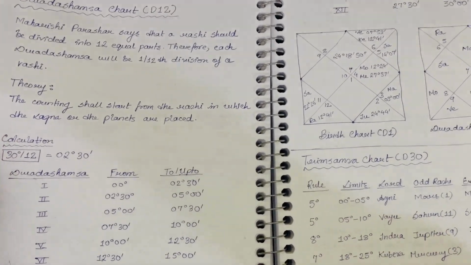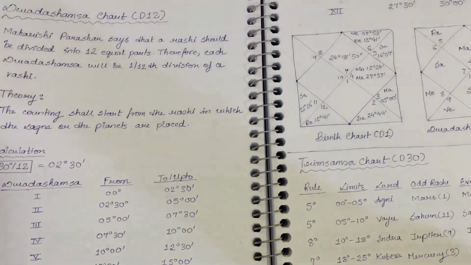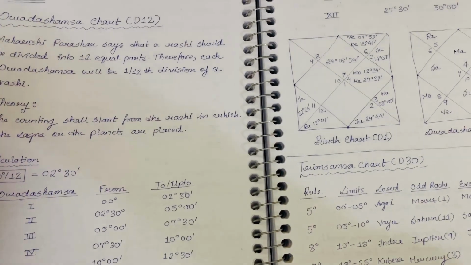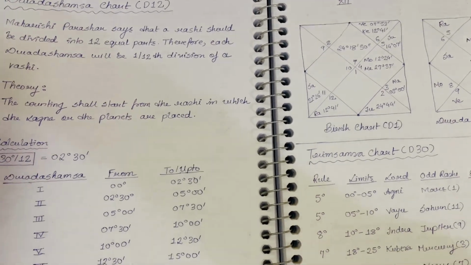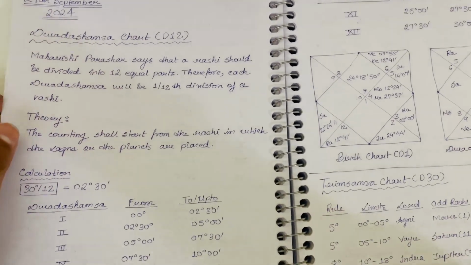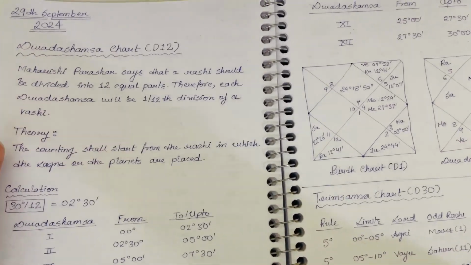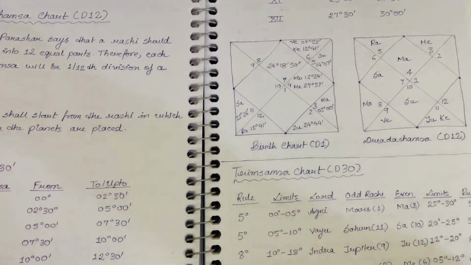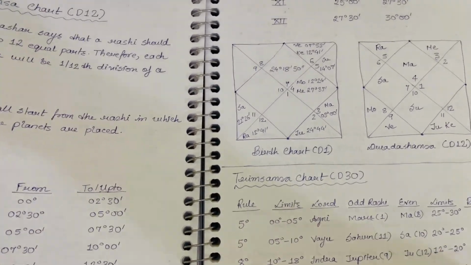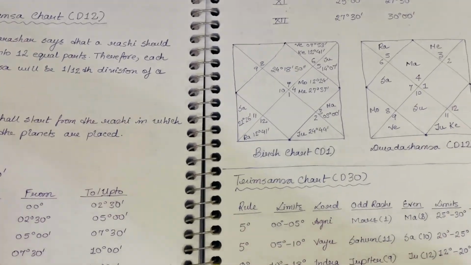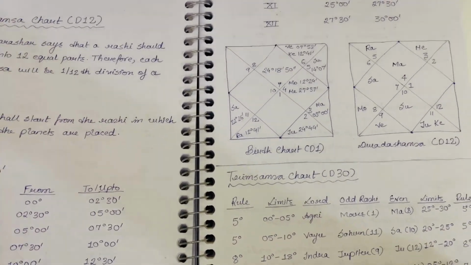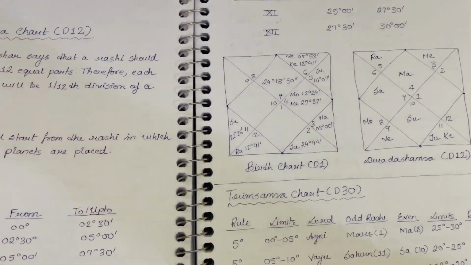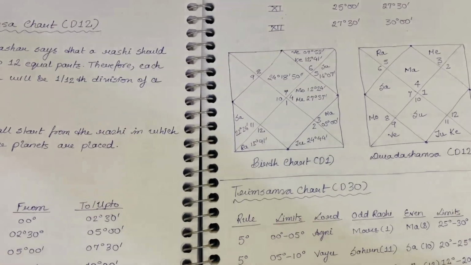So hi and welcome to today's class. Today we will be learning in detail, step by step, about the creation of the Dwadashamsha chart, the D12 chart. We will create it manually, similar to the way we had been creating all the Varga charts, right? We had covered the D2 chart, the D3 chart, and the D7. Last class we had covered the D9. This class is all about the D12.